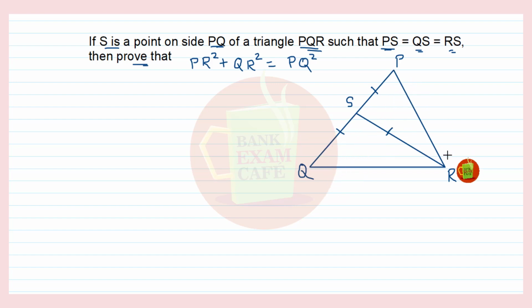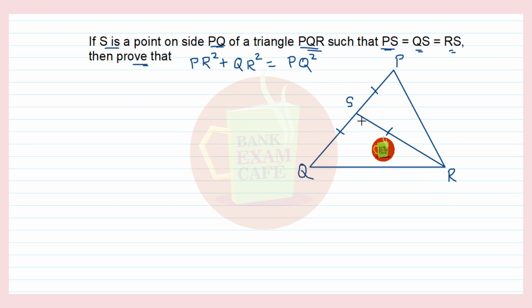Friends, this we can prove if this angle is 90 degree, correct? If this angle is 90 degree, then we can apply the Pythagoras theorem and show that the square of the hypotenuse, that is PQ square, is equal to PR square plus QR square. So first we will try to show that this angle is 90 degree.